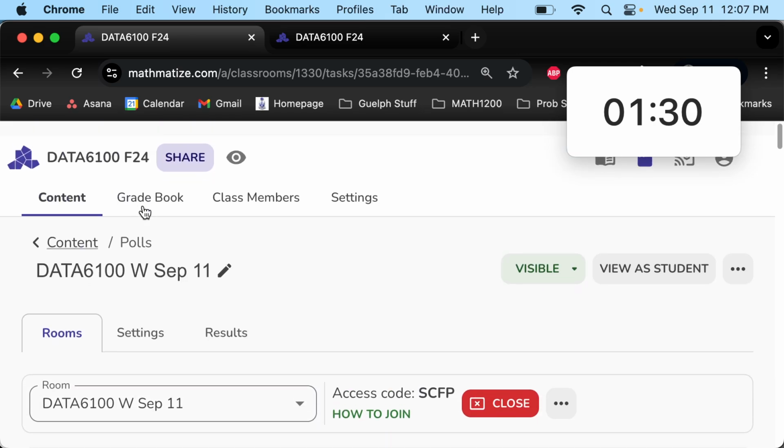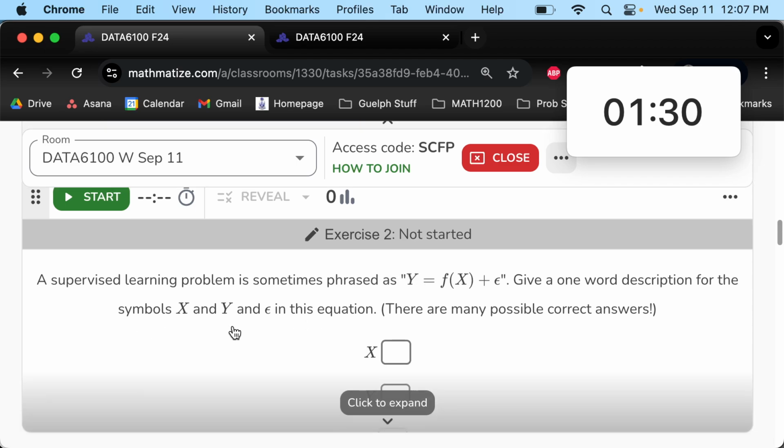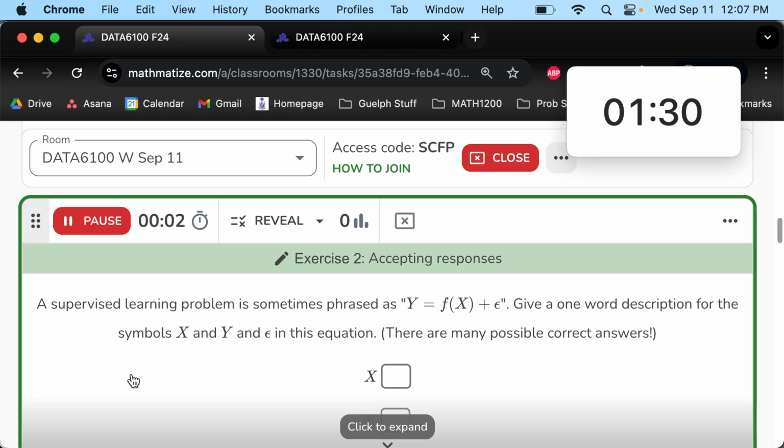Question number 2. Okay, so this is, again, also from the videos. A supervised learning problem is sometimes phrased as y equals f of x plus epsilon. And actually, this is a regression problem, where now we're talking about numbers. So y and x and epsilon, these are random variables. And I want you to give me a 1-word description of what, in your brain, x, y, and epsilon represent in this setup.